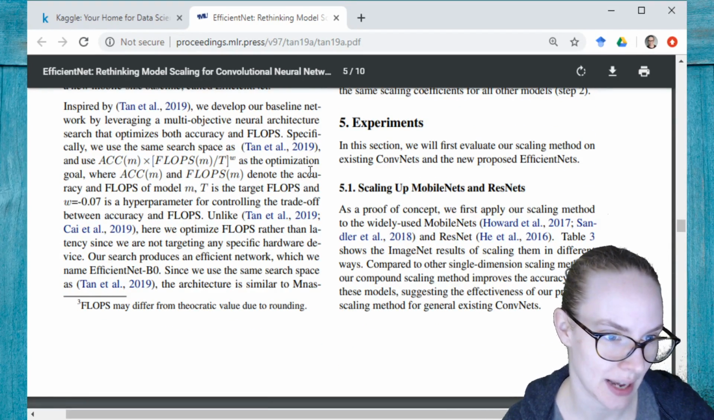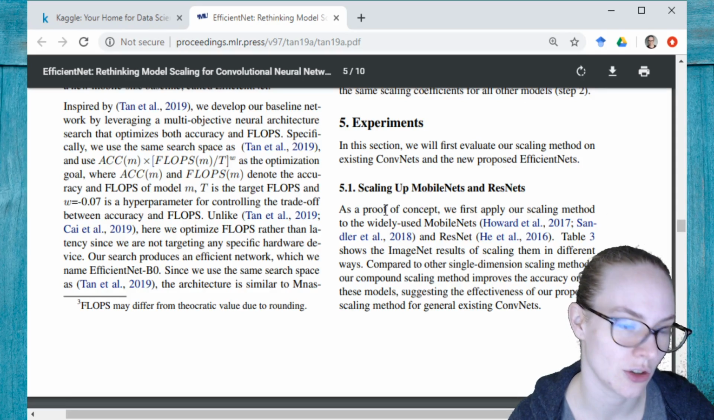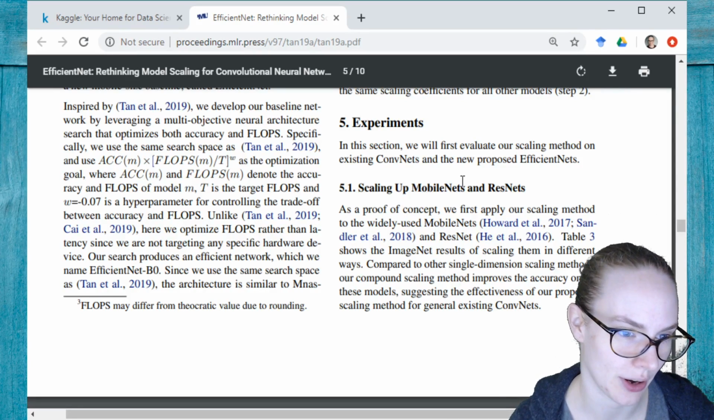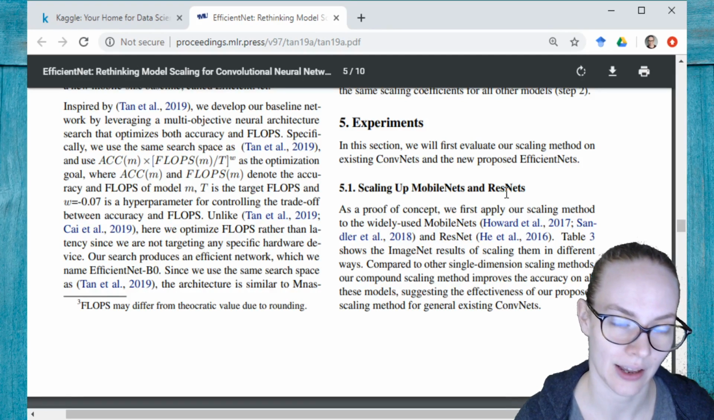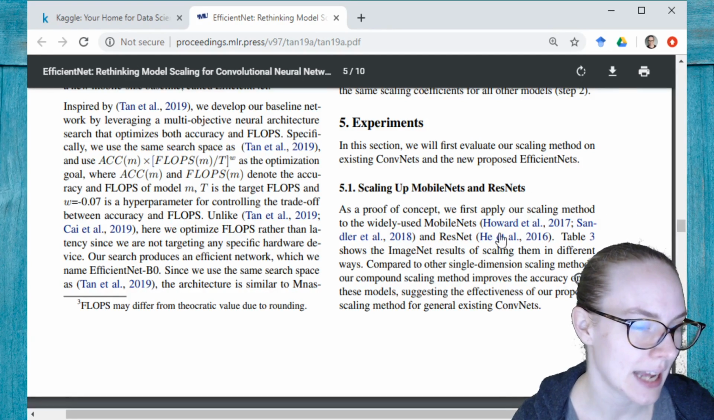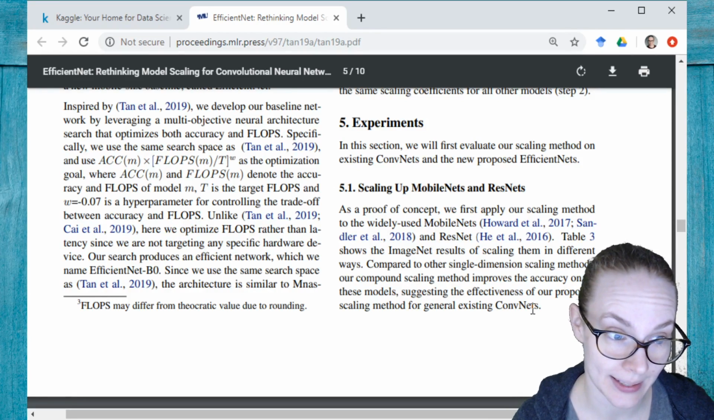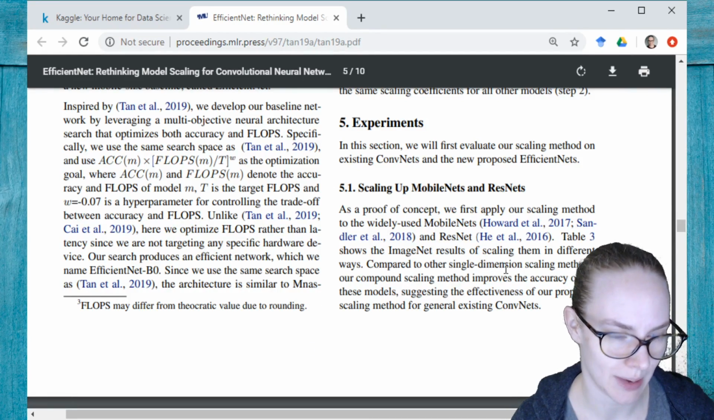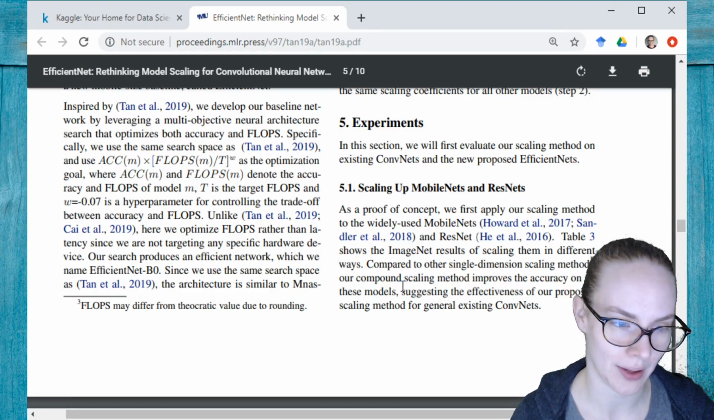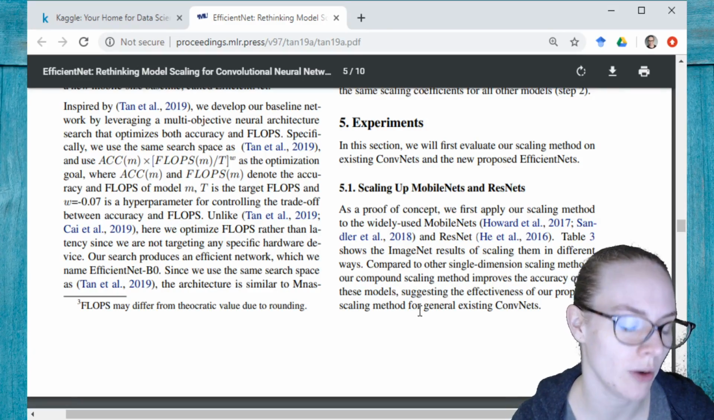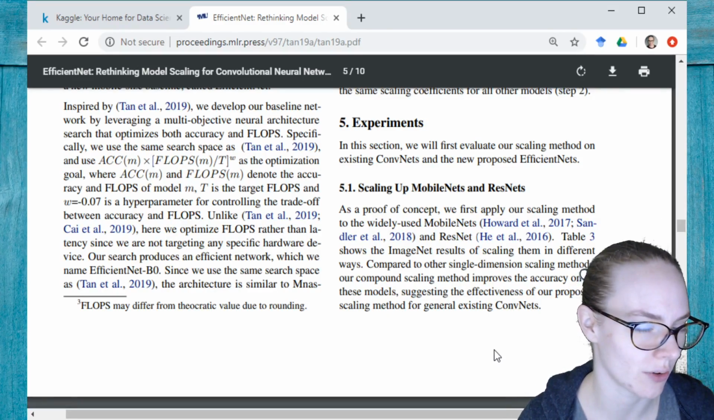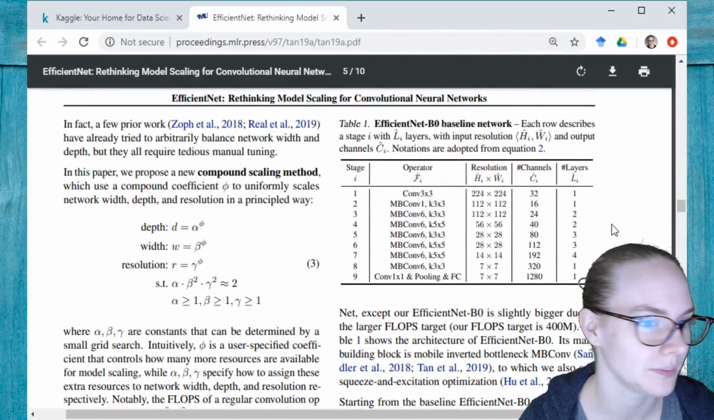As a proof of concept, we first apply our scaling method to the widely used MobileNets, Howard et al. 2017, Sandler et al. 2018, and ResNet, He et al. 2016. Table 3 shows the ImageNet results of scaling them in different ways. Compared to other single-dimension scaling methods, our compound scaling method improves the accuracy on all these models, suggesting the effectiveness of our proposed scaling method for general existing conv nets.